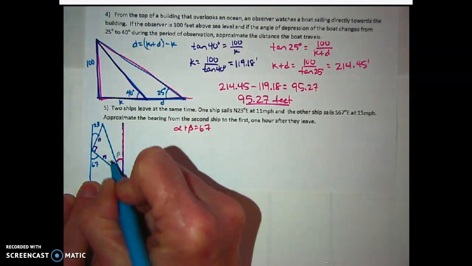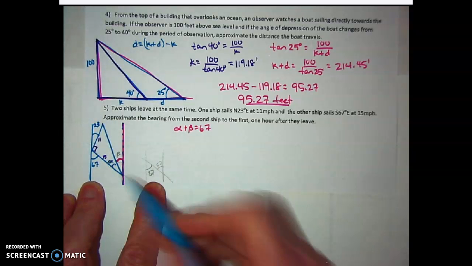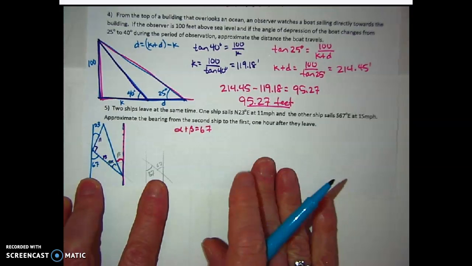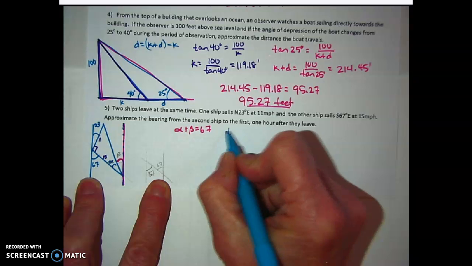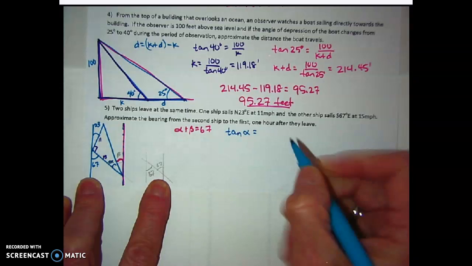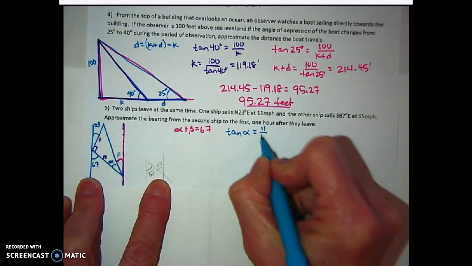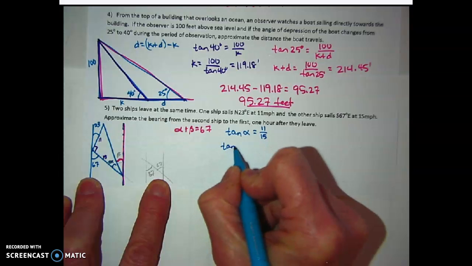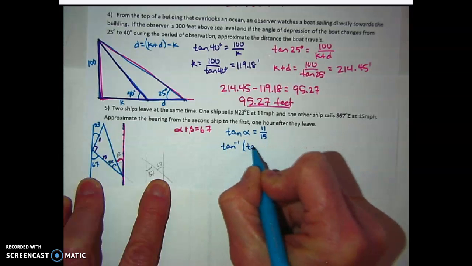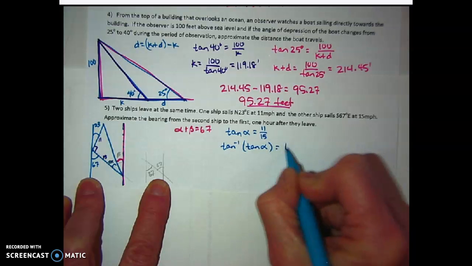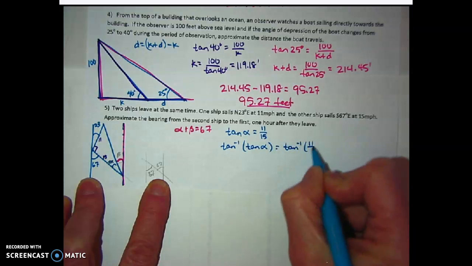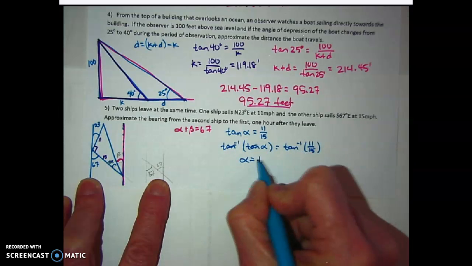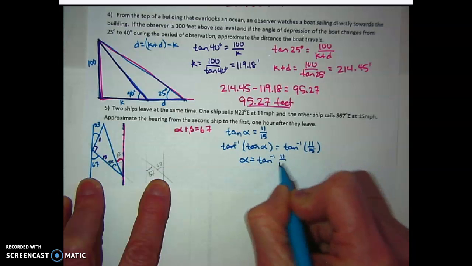Well, we can see nicely that alpha is inside my right triangle, and these two sides, 11 and 15, in relation to that angle alpha, are the opposite and the adjacent. So I can find angle alpha. The tangent of angle alpha is the opposite, which is 11, over 15. Remember, to undo a tangent, we need to take the arctangent, or the inverse tangent, of the tangent of alpha, which means we have to take the inverse tangent of the other side as well. Inverse tangent and tangent undo each other, so alpha is the inverse tangent of 11 over 15.